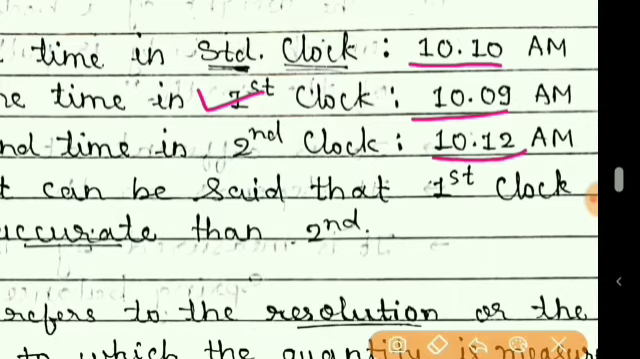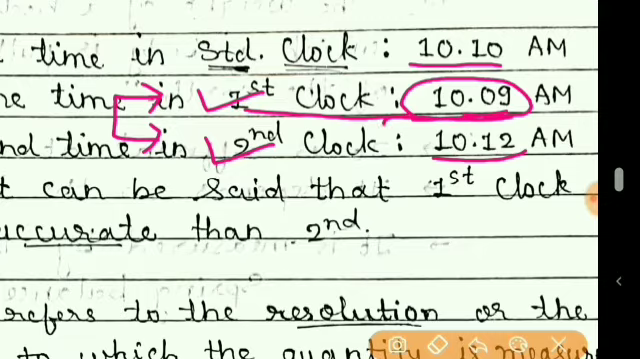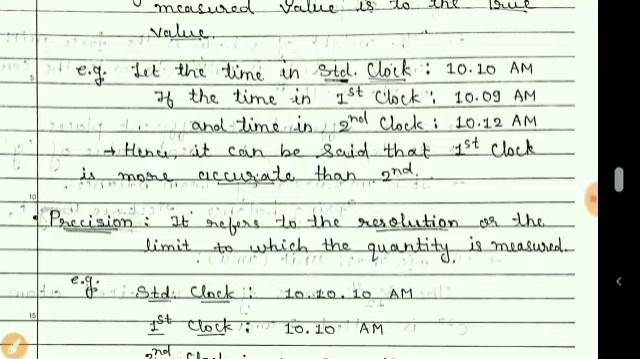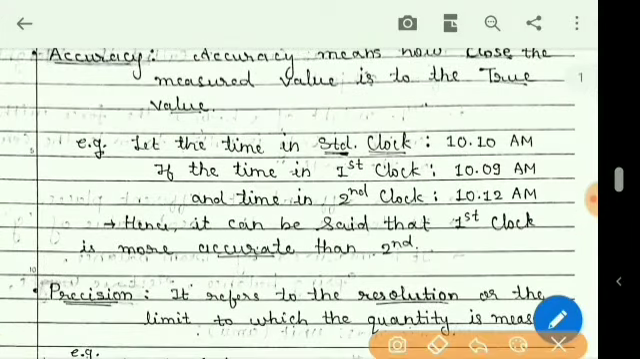So the difference of the first clock is less than that of the second clock. So if we want to choose the time from this first clock and the second clock, then which time we will choose? We will choose for the first clock, because here the difference is less than the second, and so we can say that the first clock is more accurate than the second clock. So this is the meaning of accuracy. Now about precision.